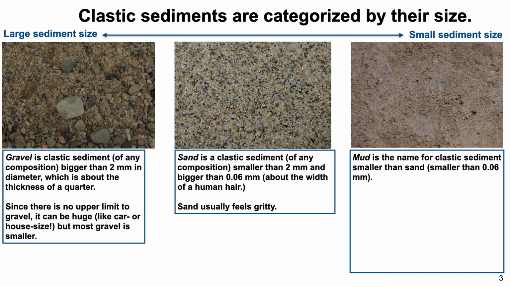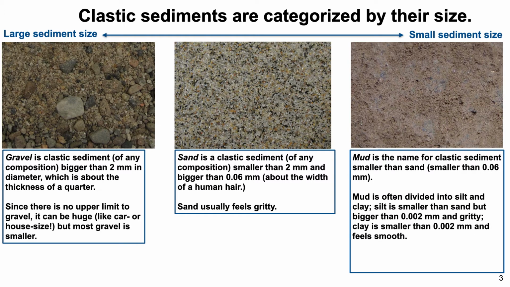Mud is technically this grouping of two things that are often split into different sizes, silt and clay. Silt is smaller than sand, but bigger than clay, and silt usually feels a little bit gritty, kind of more like sand in some ways. Clay is smaller than 0.002 millimeters. Aren't you glad you don't have to memorize this?